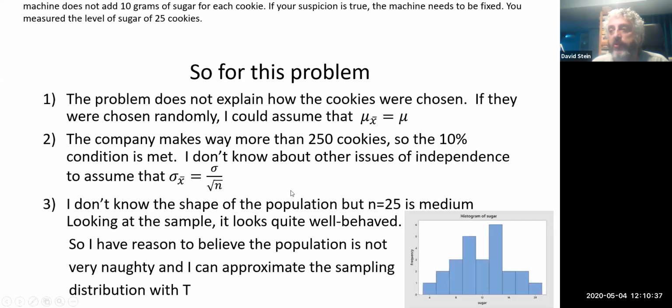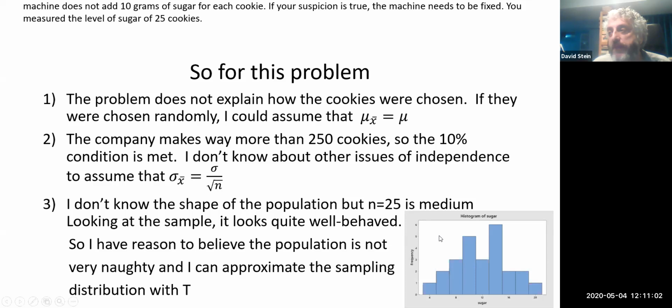And now the third one. So please look at how I write this and try to duplicate something along these lines, okay? I don't know the shape of the population. That's the first thing, okay? Then the sample size comes in, but n equals 25 is medium and not large. So then I need to look at some picture of the sample. This is the third rule of statistics, right? Which is make a picture.